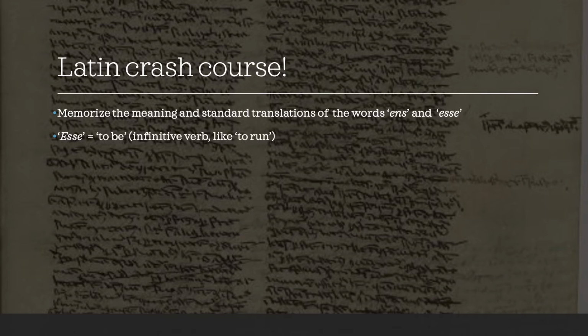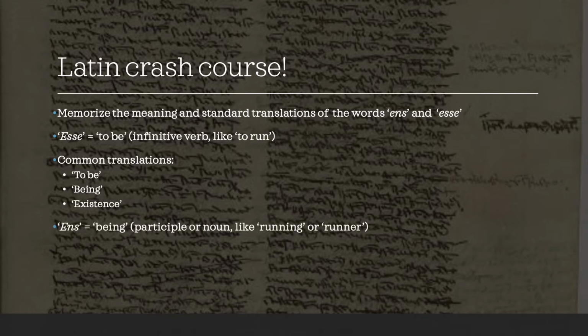Esse literally means to be. It's an infinitive verb like to run or to hit or to walk. Common translations of esse are to be, which is the most literal translation, being, or even existence.